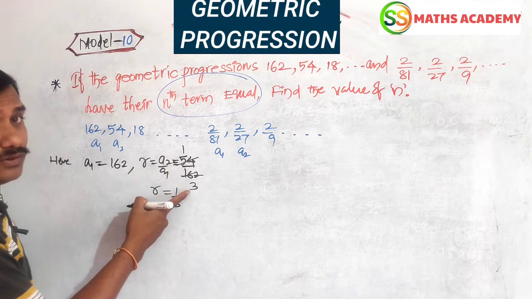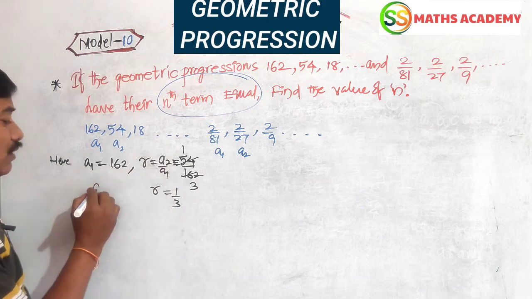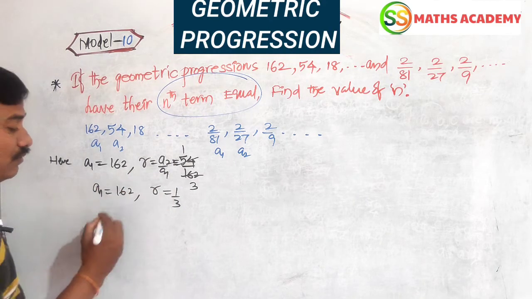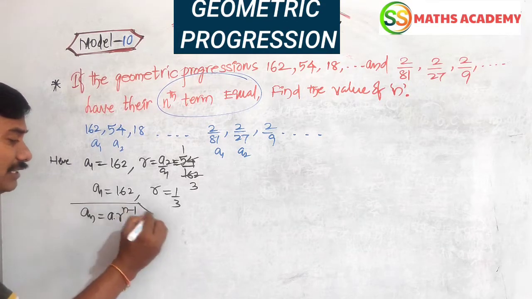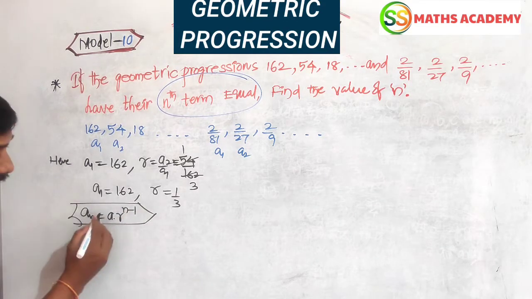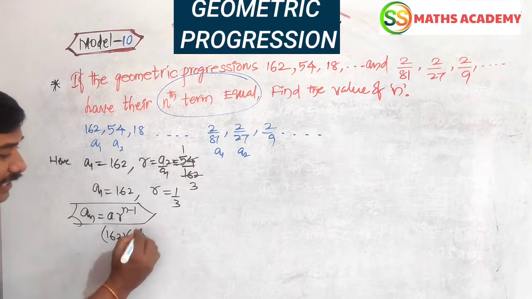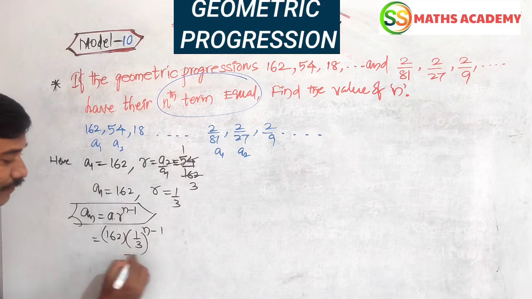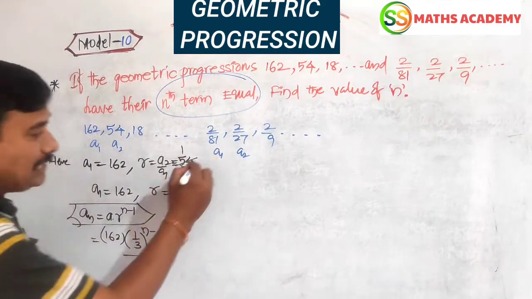Otherwise you can go with the 2 table also, you will get 1 by 3 only. Now A1 equals 162. What is the nth term formula in GP? A into R to the power of n minus 1, dear friends. Clear. A value 162, R value 1 by 3, n minus 1. This is the first equation, the nth term of this series.